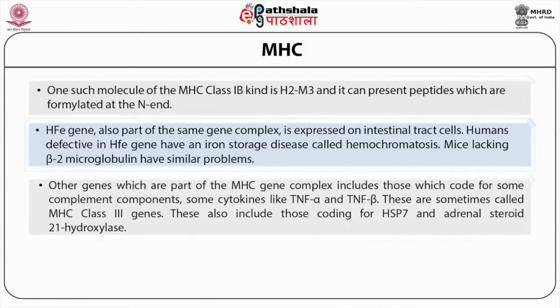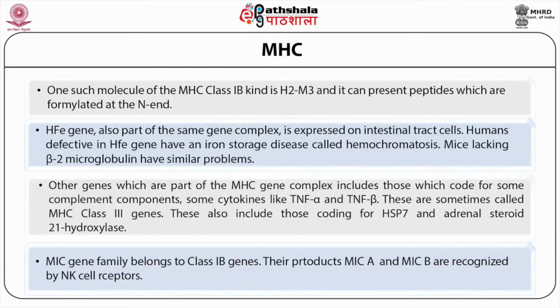Other genes which are part of the MHC gene complex include those which code for some complement components and some cytokines like TNF alpha and TNF beta. These are sometimes called MHC class III genes. These also include those coding for HSP70 and adrenal steroid 21 hydroxylase.